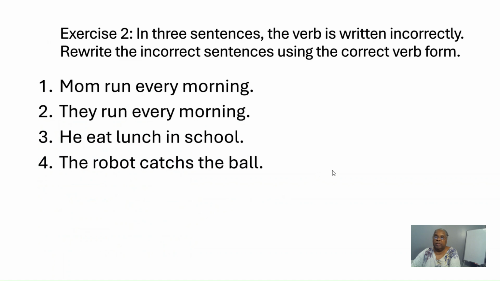Exercise 2. In 3 sentences, the verb is written incorrectly. Rewrite the incorrect sentences using the correct verb form. The first sentence reads, Mom run every morning. Second sentence, they run every morning. Third sentence, he eat lunch in school. Fourth sentence, the robot catches the ball. Pause the video as needed to work at your own pace.